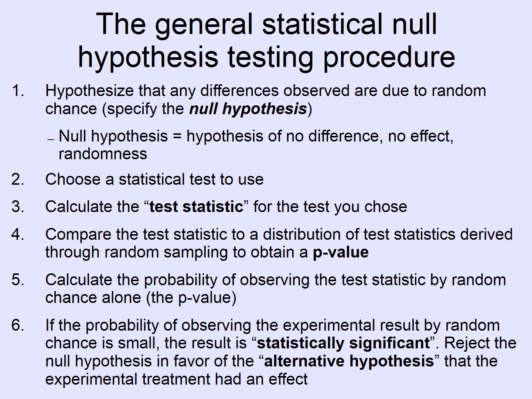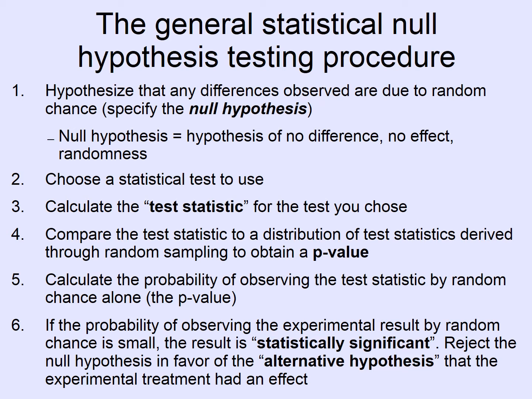So here's our general statistical null hypothesis testing procedure. We hypothesize that any difference observed is due to random chance. That's the null. Okay, no difference. We choose a statistical test. In this case, it was the difference in those mean polio infection rates. Okay, and that became our test statistic.